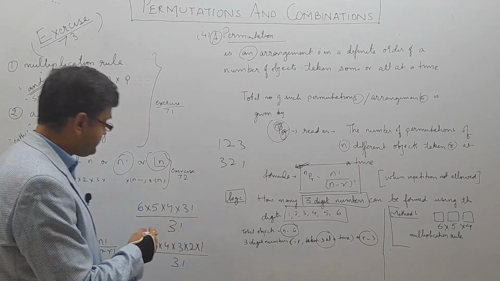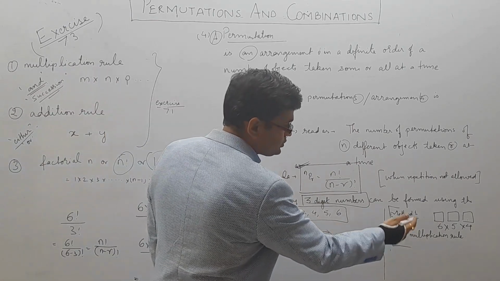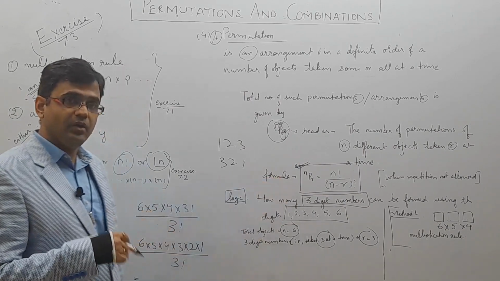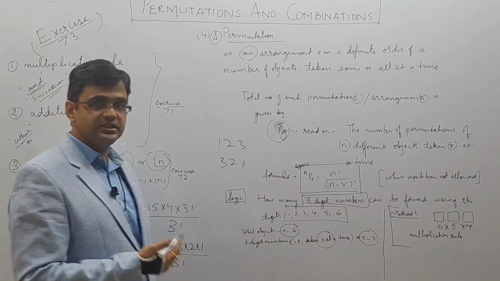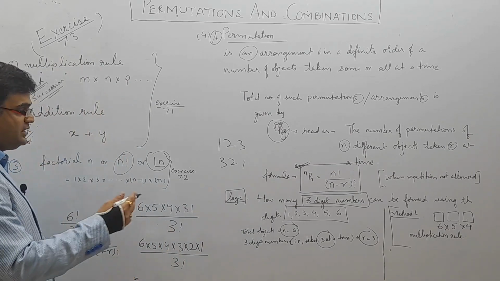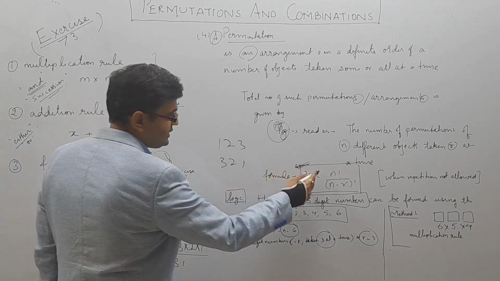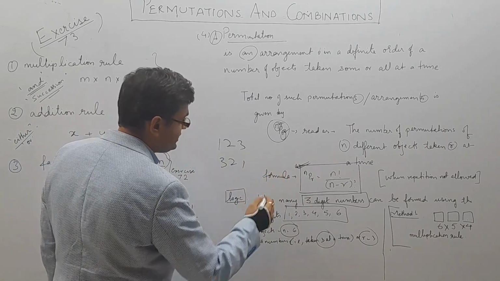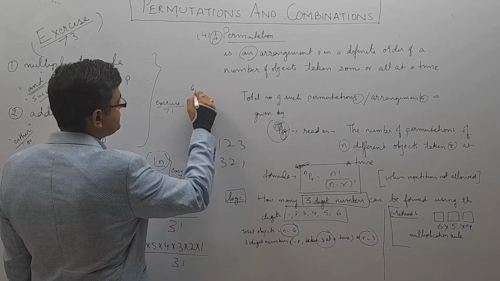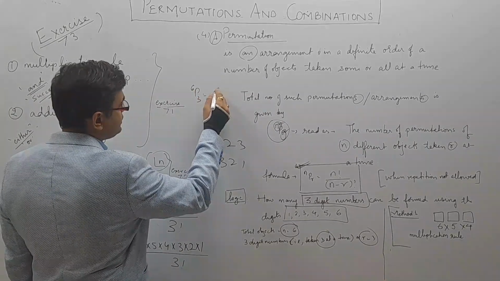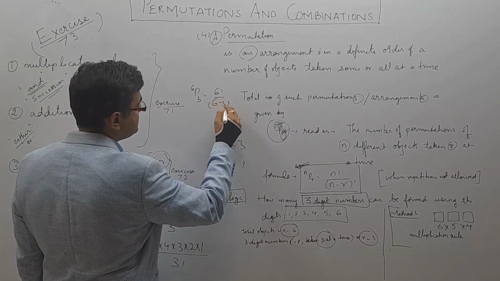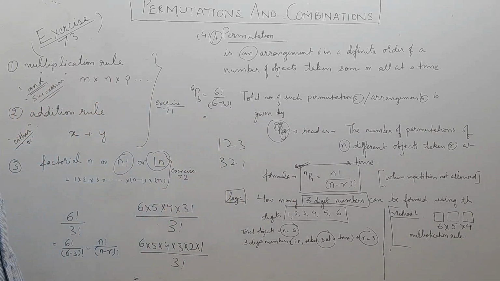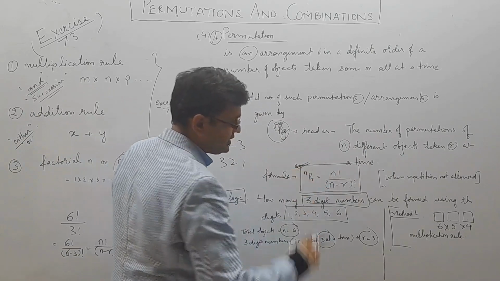So using the multiplication rule, the answer was 6 into 5 into 4, and using the permutation formula also you get the answer as 6 into 5 into 4. Now that I have given you the logic behind this formula, we can straightforwardly use it: nPr is equal to 6P3 is equal to 6 factorial upon 6 minus 3 factorial. This would also give the same answer which we have derived using the multiplication rule.